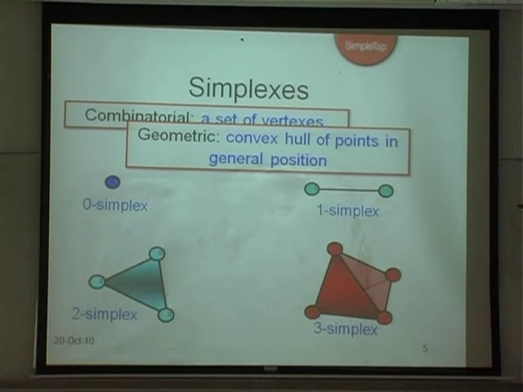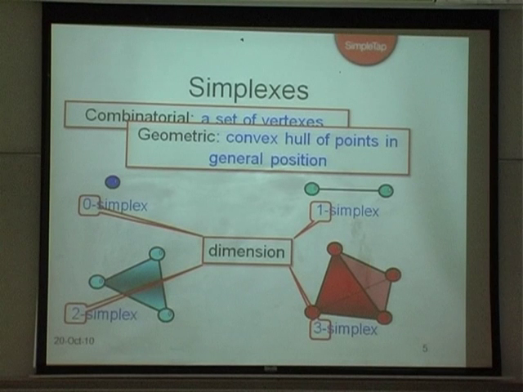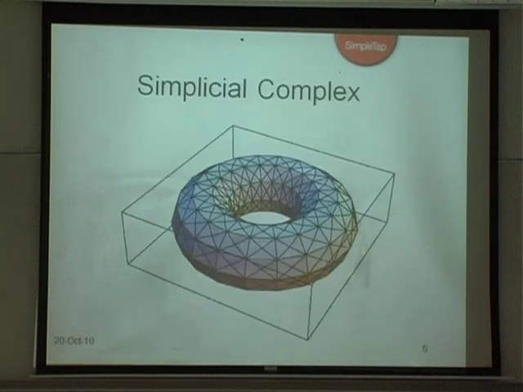So these are the two. When we say simplex, we'll sometimes distinguish between whether we mean combinatorial or geometric. But often we'll just leave it uninterpreted. And the dimension of a simplex is the size of the set minus 1. So you think of the dimension as the smallest Euclidean space that holds it.